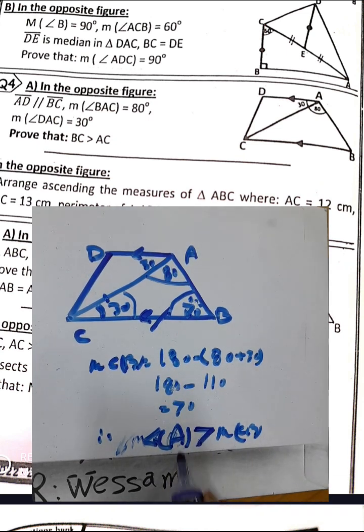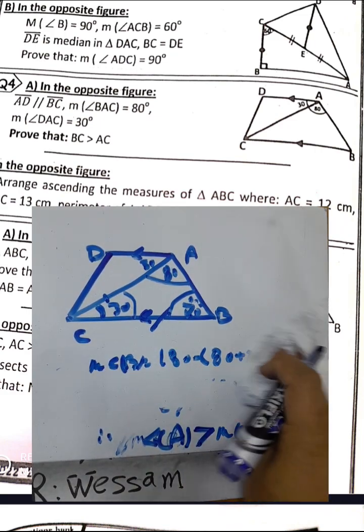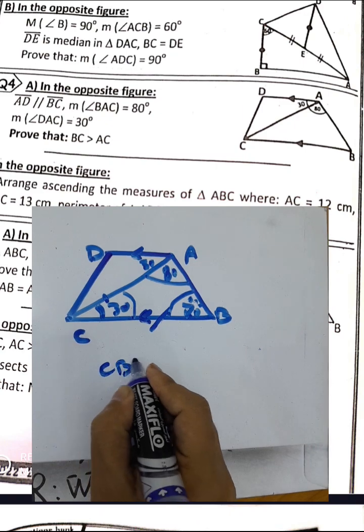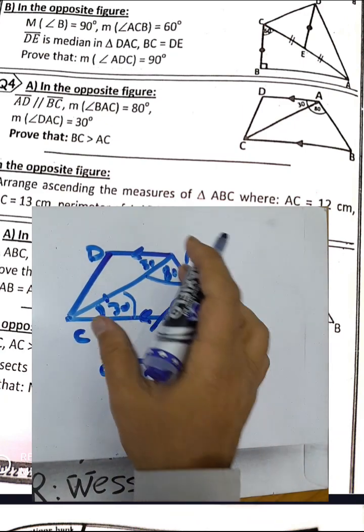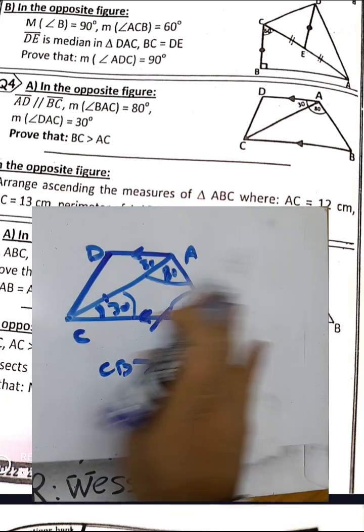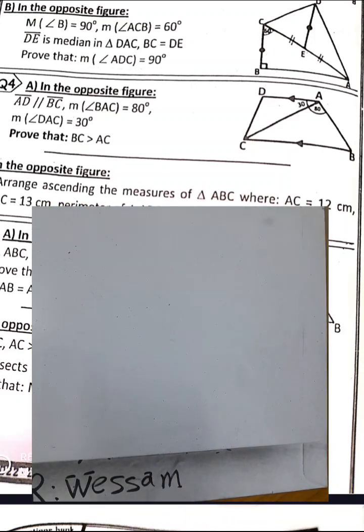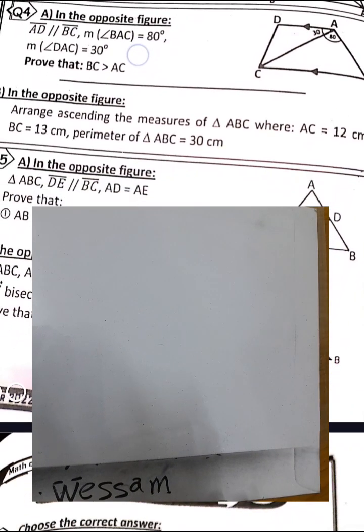Then CP, you can prove that CP will be greater than EC. Understood? Next question.